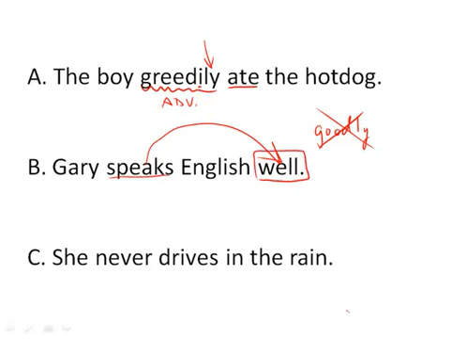And then we have C. She never drives in the rain. Well, there's the verb, and we're talking about how, and in this case, how often. And so though we don't have an ly ending here, the word that describes the verb drives is never. And so therefore never is functioning as an adverb. So therefore, you do not always have to add an ly to a word.